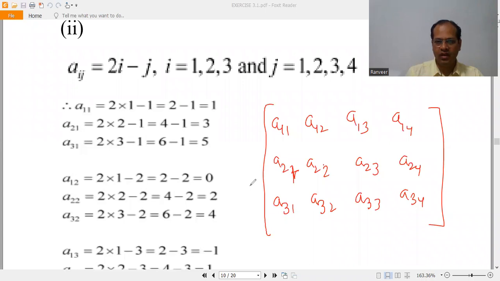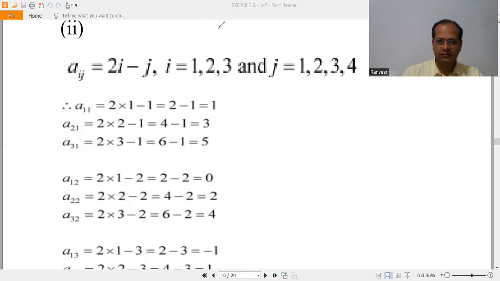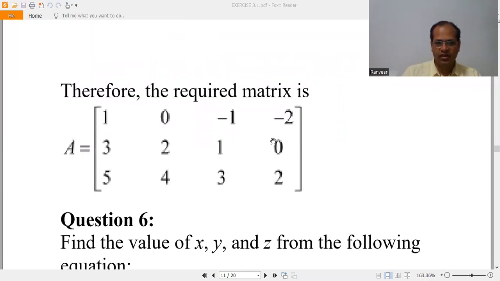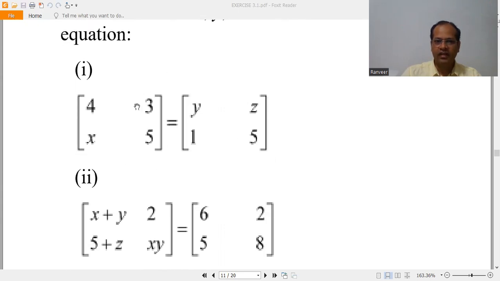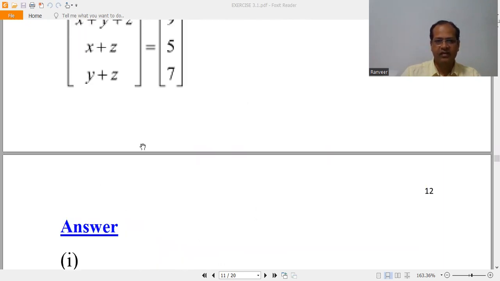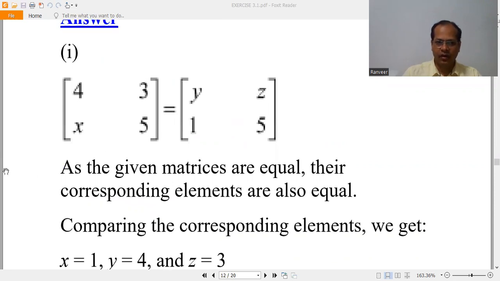A11, A21, A31, first column. Similarly, A12, A22, A32. So any way you can find out, either row or column wise. This is just the value substitution. Now, find the value of x, y, and z from the following equation. Now, when this type of question is there, then this is nothing but the equating the value of element in the matrices. So, just we have to do like 4, 3, x and 5. Here written, so corresponding value we have to match.